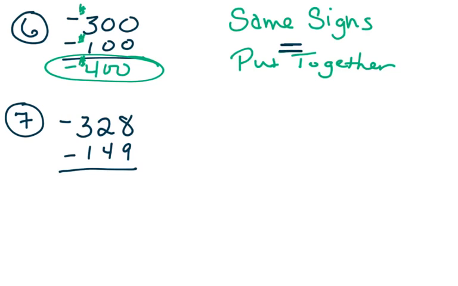Okay, so hopefully at this point you found your answer. So let's take a look. They are the same signs. They're both negative numbers, so we're just going to put them together. Remember, this is like owing someone $328 and owing somebody $149. Altogether, 8 plus 9 is 17, carry the 1. Then 2 plus 4 plus 1 is 7, 3 plus 1 is 4. So altogether, you're owing, or negative, $477.